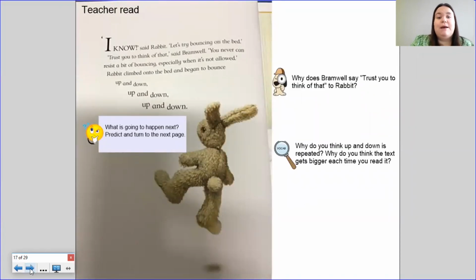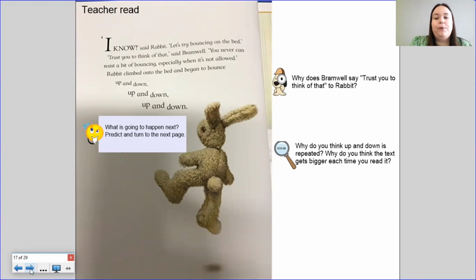I know, said Rabbit. Let's try bouncing on the bed. Trust you to think of that, said Bramwell. You never can resist a bit of bouncing, especially when it's not allowed. Rabbit climbed onto the bed and began to bounce up and down, up and down, up and down.